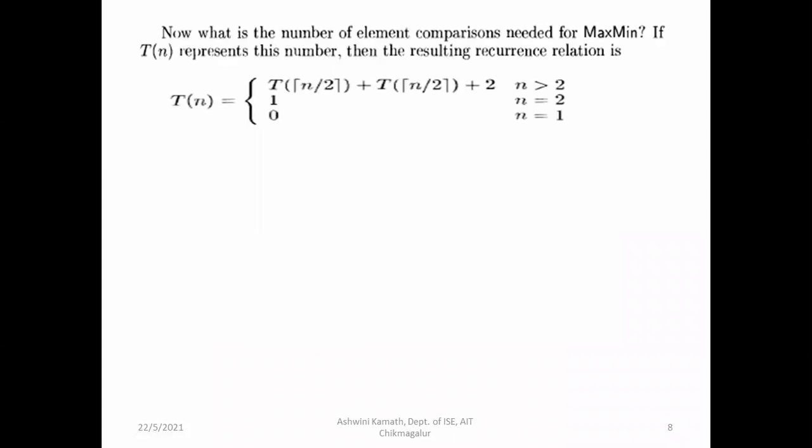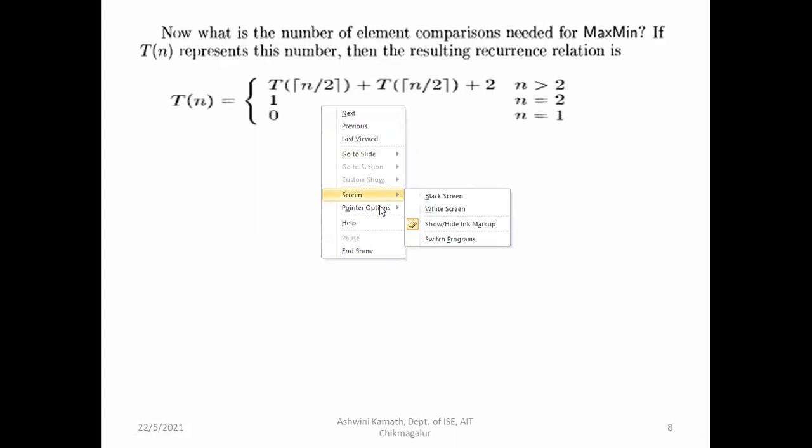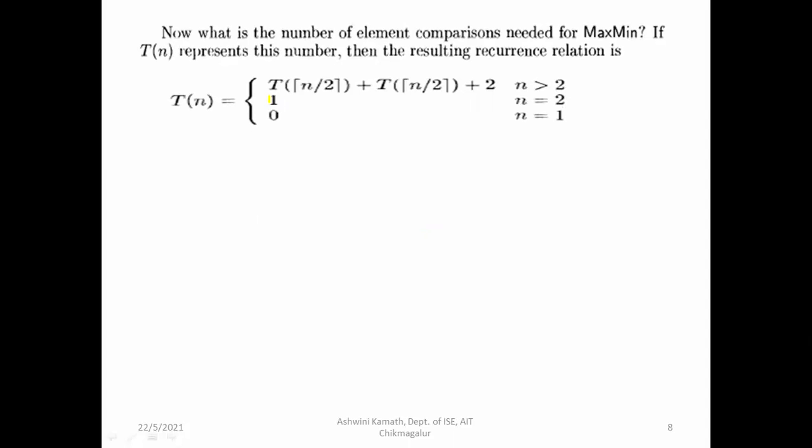So when n is equal to 2, 1 comparison. I hope you are getting it. When n is equal to 2, we have only one comparison. When n is equal to 1, we have 0 comparisons.